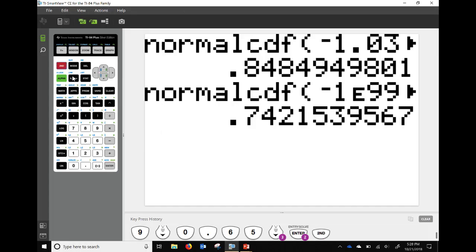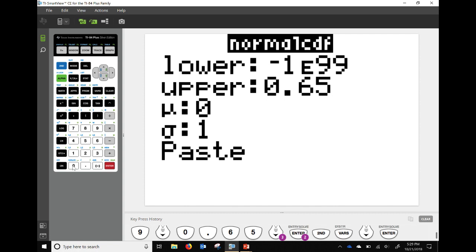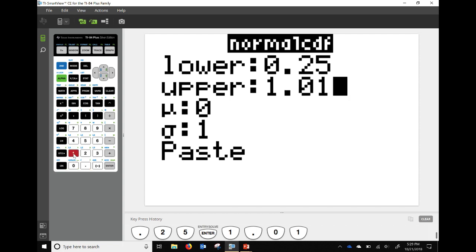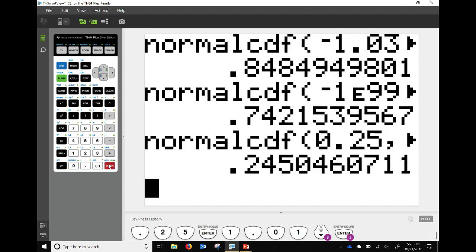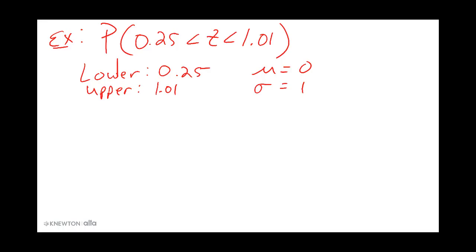Okay, second vars. The lower was 0.25. I believe the upper was 1.01. Mean is 0. Standard deviation is 1. Let's paste and calculate. 0.245 is our answer there.